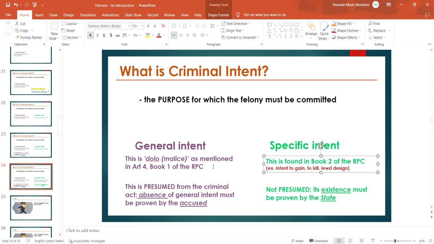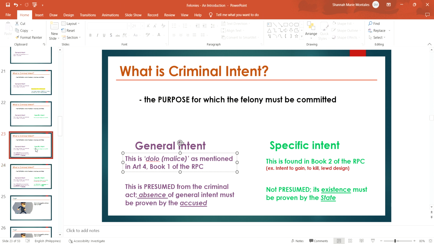Okay, ano pagkakaiba niyan? Sa general intent, kailangan lang ng criminal intent. Yung purpose mo na criminal mind. Pero sa specific intent, kailangan specific action. Intent to gain, intent to kill, lewd design. Hindi lang yung basta-bastang criminal mind. Are you following? So there are specific action words. Okay? Verb to be, okay? Intent to blank, yun ang specific intent. So, general intent, just your plain criminal intent.